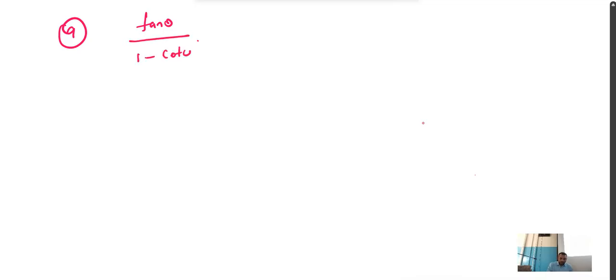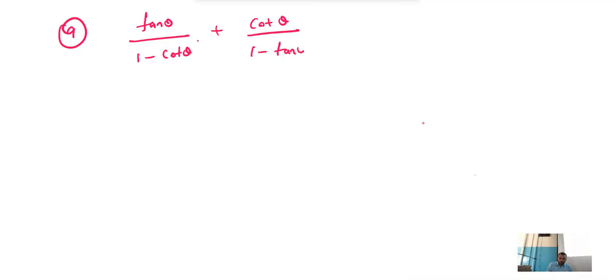Prove that tan theta by 1 minus cot theta plus cot theta by 1 minus tan theta is equal to 1 plus secant theta into cosecant theta. Okay? Shall we prove? First take the LHS.